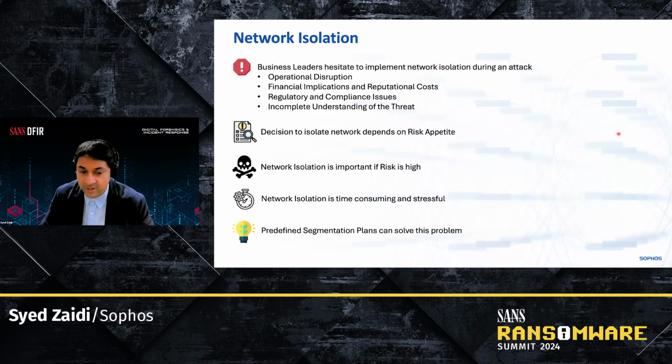So if you believe you can continue your business even while under attack, you have to see your risk appetite. Network isolation is pretty important if the risk is high. For example, if you see threat actors moving very fast, or they are at the latest stage of the attack, that is ransomware encryption, you have to do the network isolation. It is time consuming and stressful, but the good thing is that we have something to counter that.